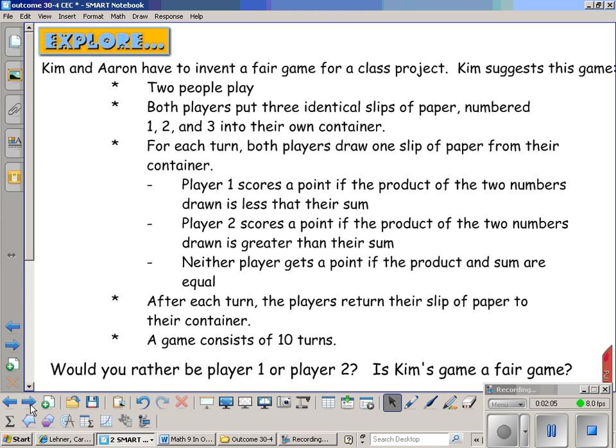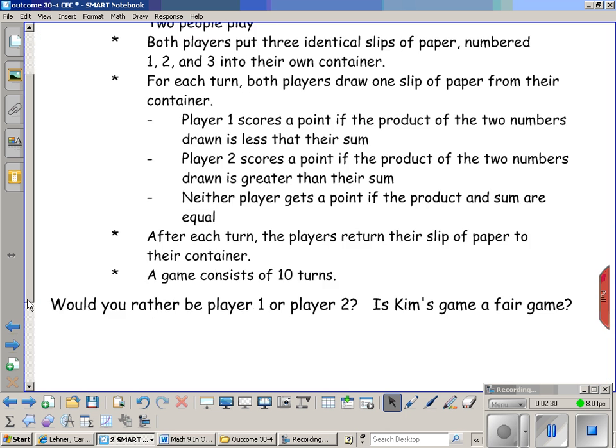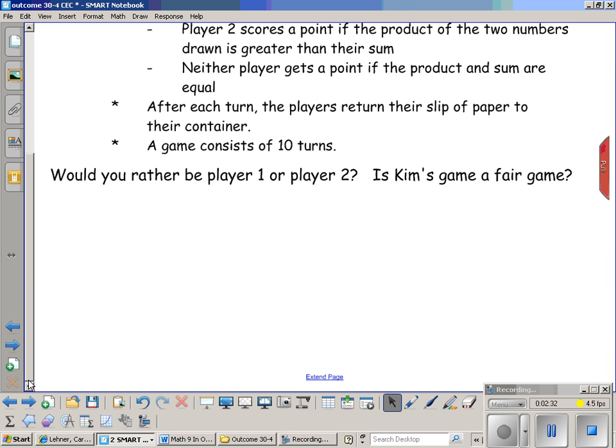Would you rather be player 1 or player 2? And is Kim's game a fair game? So why don't you pause the video here and think about that. Maybe do a few trials and see what would actually occur. Play this game. Once you've played it and you have your answer, then continue the video. All right, so hopefully you've paused and you've thought about this and you have the answer.